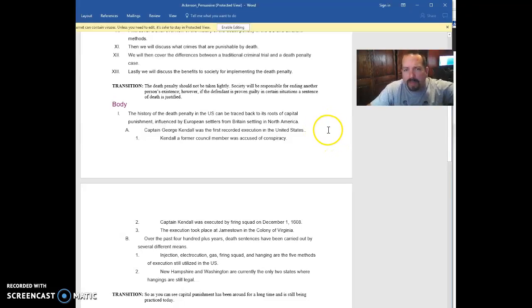The death penalty should not be taken lightly. Society will be responsible for ending another person's existence. However, if the defendant is proven guilty in certain situations, a sentence of death is justified.